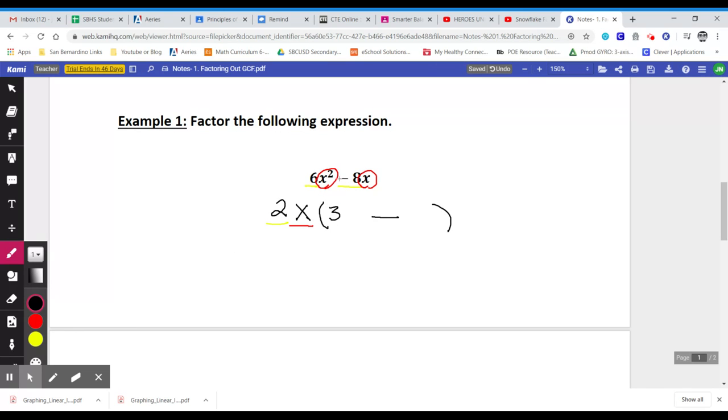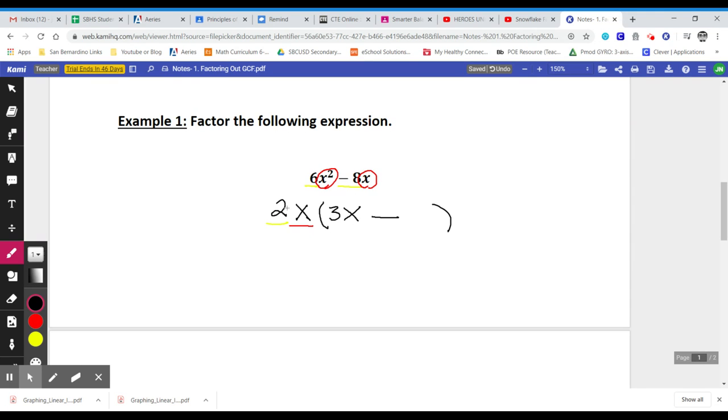And then I want 2 x's to get my original term. I only have 1, so I'm missing 1 more. Now, if you notice, if I do the distributive property here, 2x times 3x will give me 6x squared. So I get the original term. So that's perfect. We're almost done. I just got to do it again.